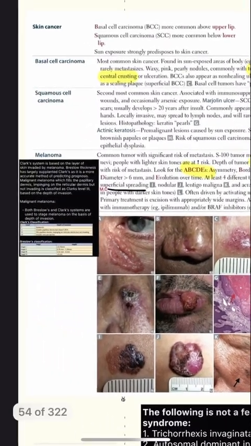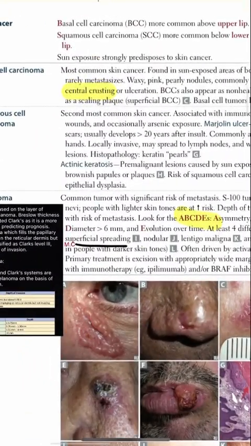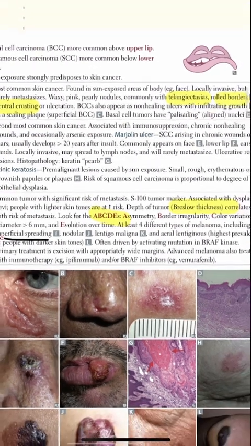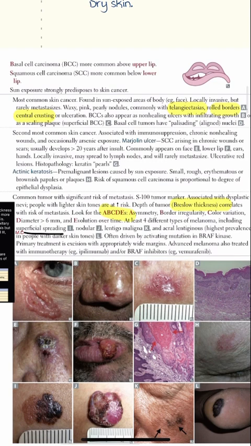Next is squamous cell carcinoma. It is the second most common skin cancer. It is associated with immunosuppression, chronic non-healing wounds, and occasionally arsenic exposure. Marjolin's ulcer is squamous cell carcinoma arising in chronic wounds or scars, usually developing more than 20 years after the insult. It commonly appears on the face.